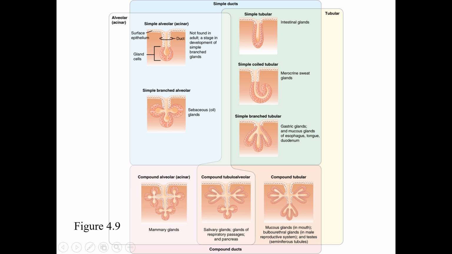If duct is branched, it will be compound. So branched duct and round secretory units would be compound alveolar. This one, compound tubular, because the secretory units are long. And finally, some glands have both round secretory units and tube-like, and we call them compound tubular alveolar. You have this picture in your book, so please make sure you know this classification.